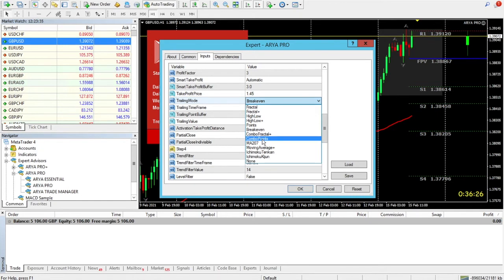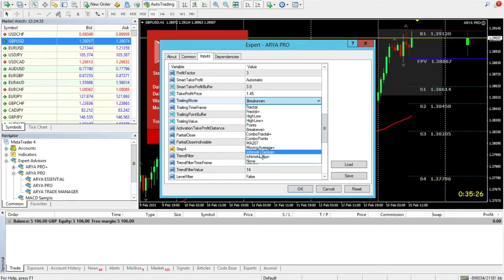Combo points is the combination of points and the break-even trailing mode. MA27 closes the trade when the 20 and 7 moving averages cross one another in your profit zone. You can display both moving averages on the chart using the indicators here. The trailing mode for moving average plus closes the trade when the market price crosses the moving average, which is set in the trailing value field, but only if the trade is in the profit zone.